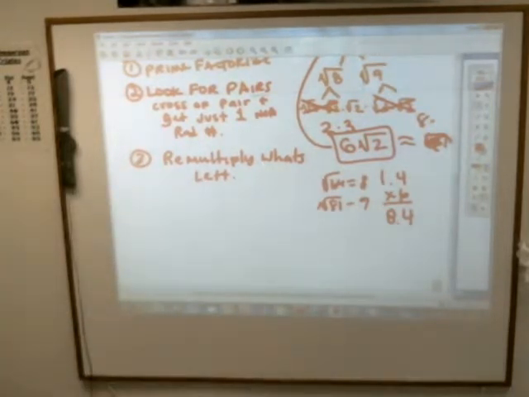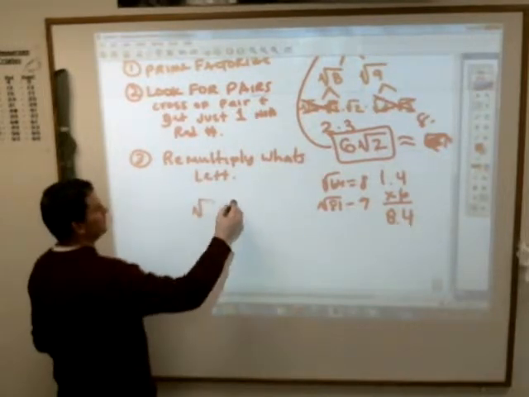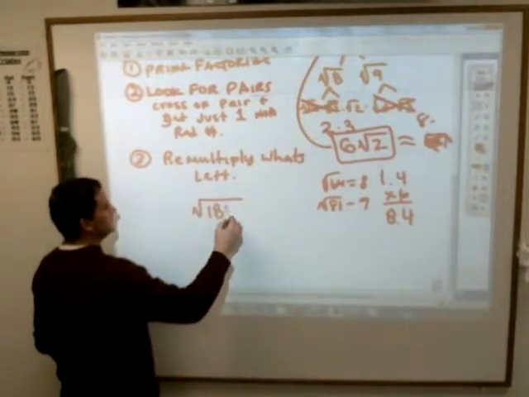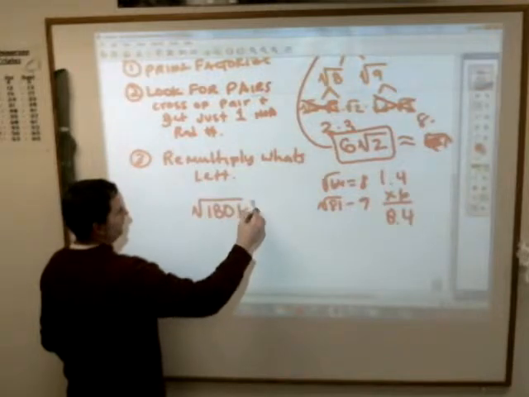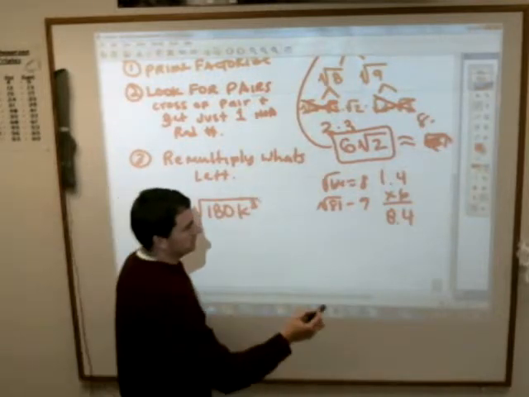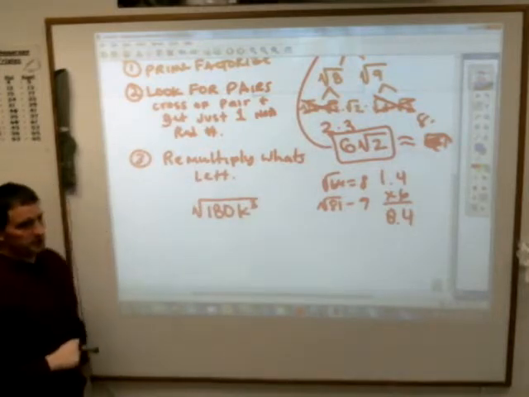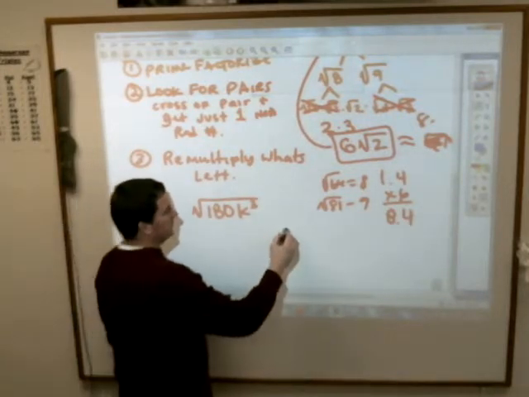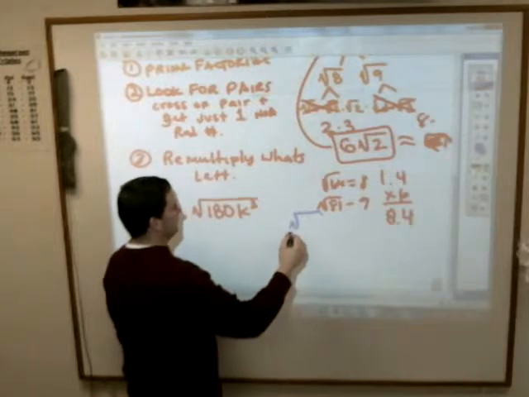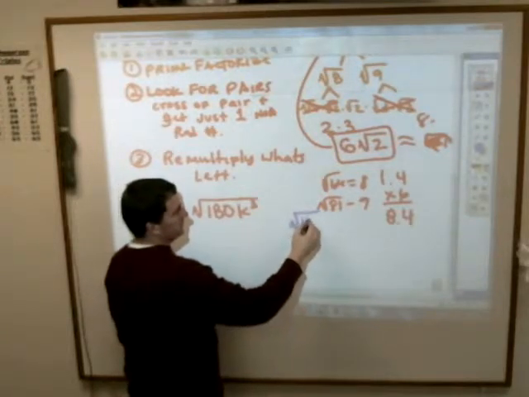Now, what about, you're going to say, when there's letters there? What about when there's letters there? What if I have the square root of 180k to the 3rd power? Well, you still have to do the same thing we just talked about. You have to prime factorize 180, and you have to prime factorize k cubed.